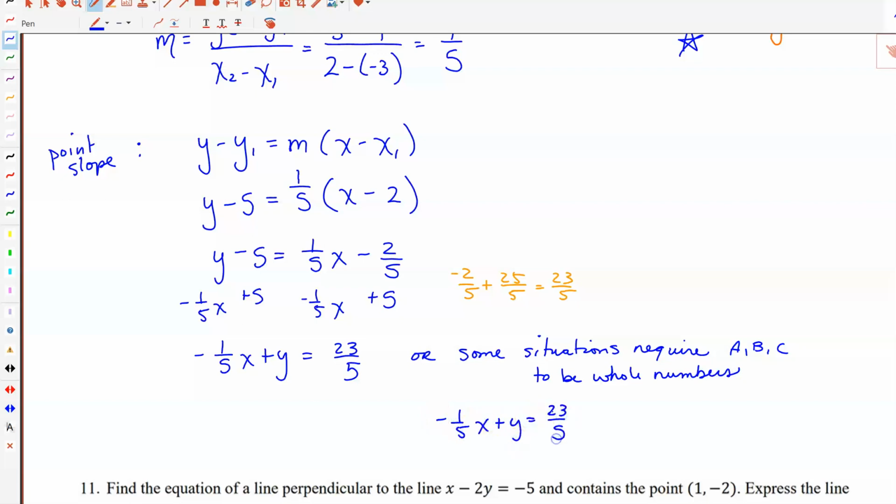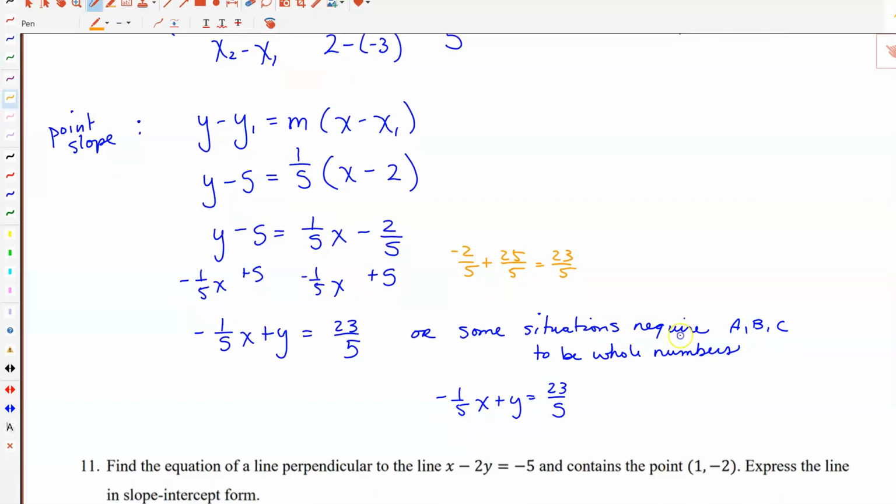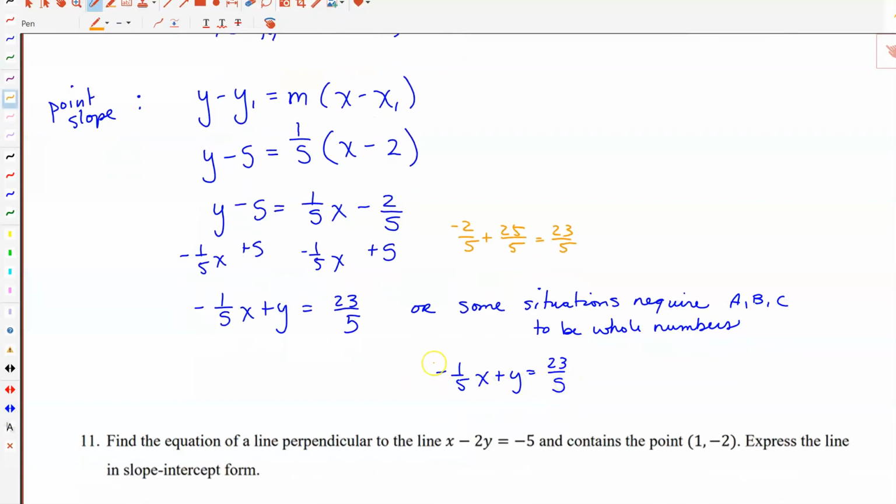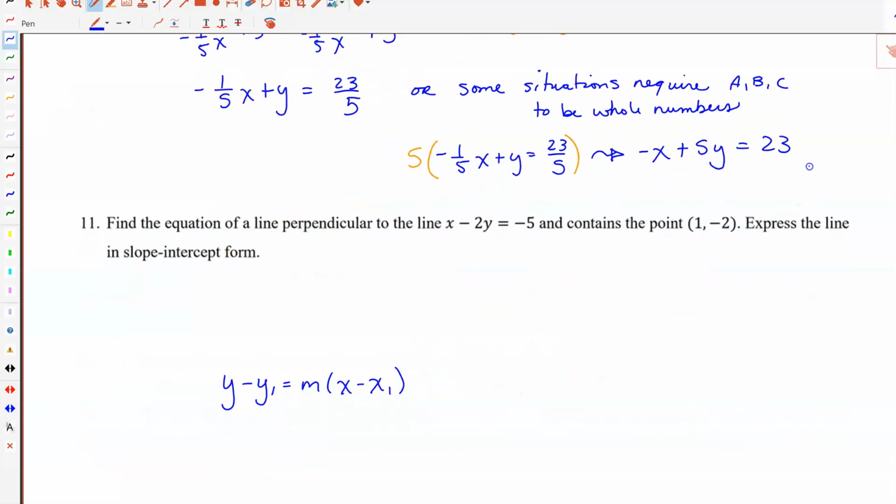This is a skill that you should be able to do. So if I find the least common denominator of all the fractions in the problem, which would be 5, if I multiply through by that, I would get -x plus 5y is equal to 23. So in some cases they consider this to be a better cleaned up version because I don't have fractions for my a, b, and c values. Alrighty then, so let's take a look at our next example.